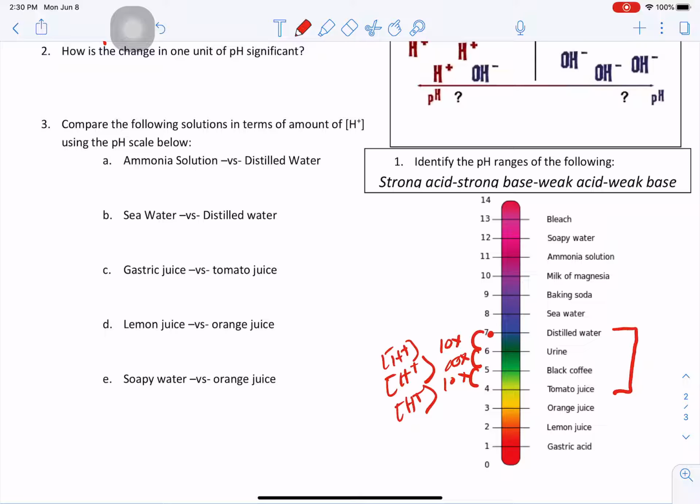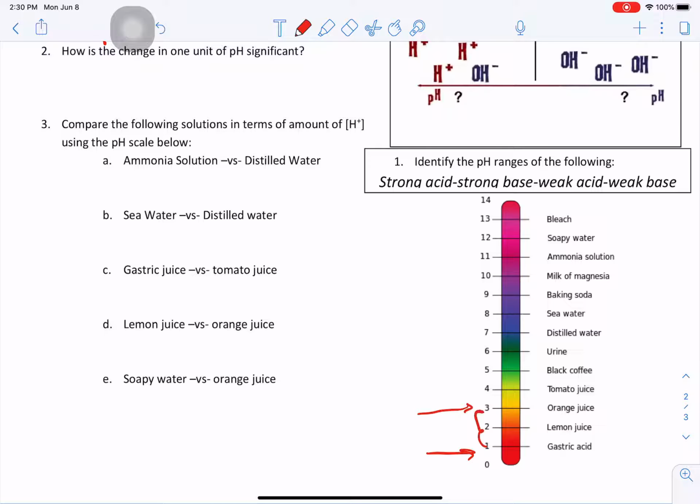Got it? Okay, now let's look at if you're going the opposite way. So let's say we're going from gastric acid to orange juice. Well, that's from 1 to 3, so that's 2 jumps, right? So now you're going up the scale, though. So the substance of orange juice would be 100 times less concentrated with H+ ions.